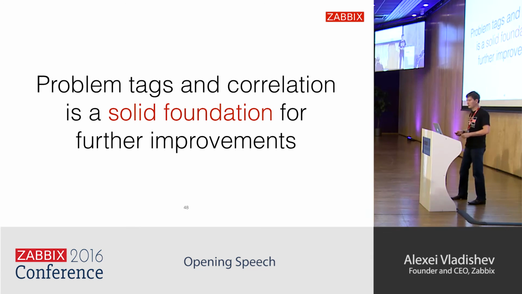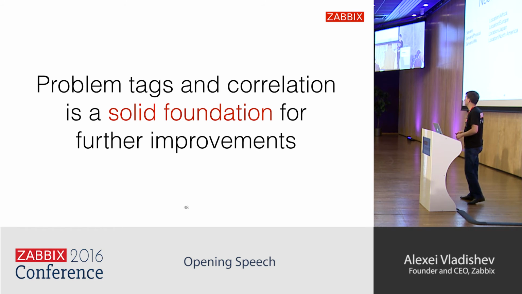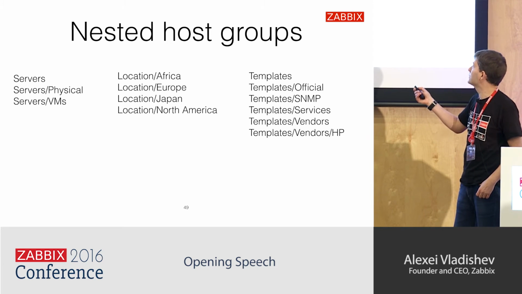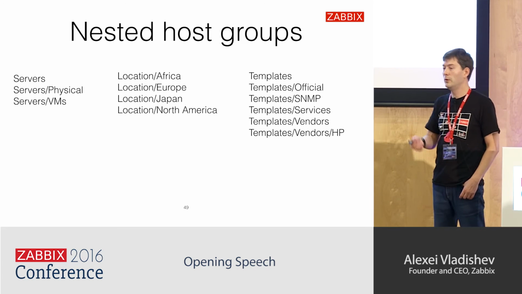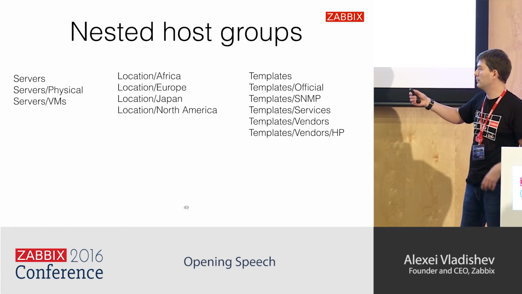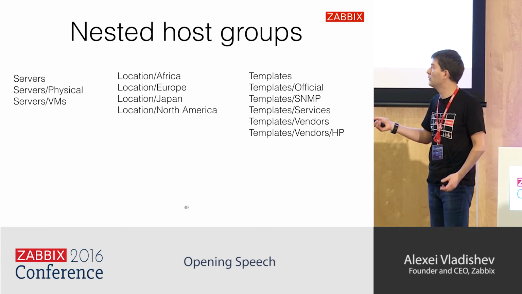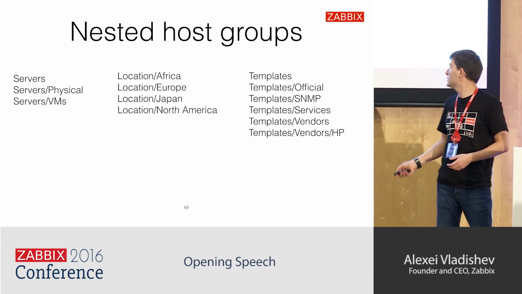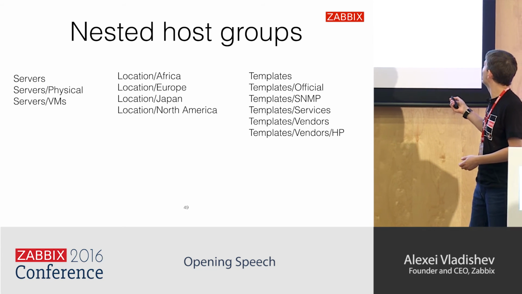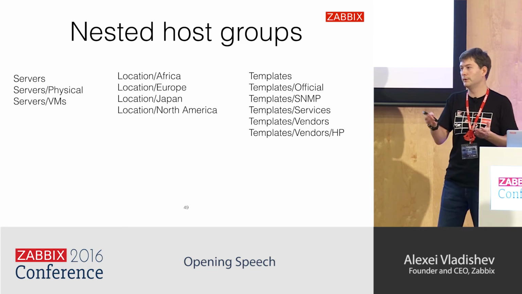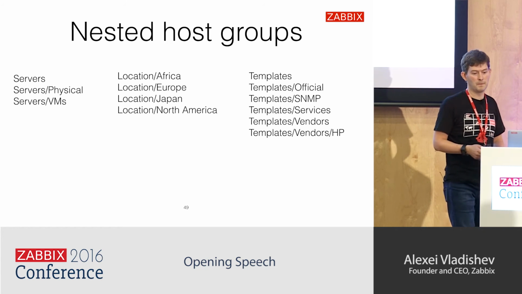So what else? Nested host groups. Finally, I believe it's one of the most anticipated feature requests. A very popular feature request, support of nested host groups. So finally we can do it. We may have nested groups. Say we'd like to sort our hosts by location, or physical or VMs, or we'd like to keep some order for our templates. So we may have templates, official, services, vendors, HP, and so on and so forth. An unlimited number of nesting levels is supported.